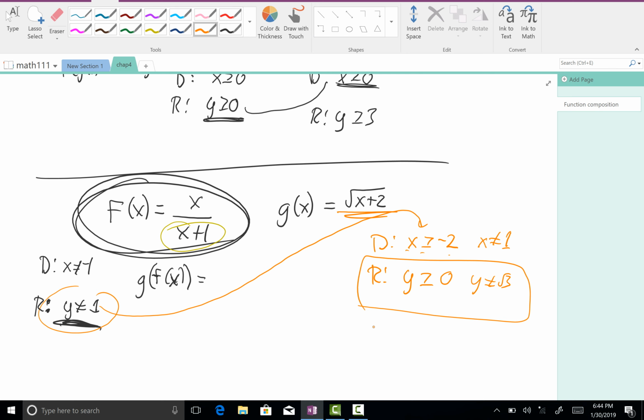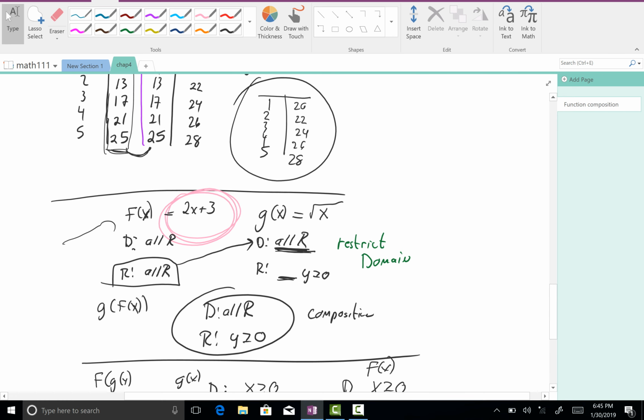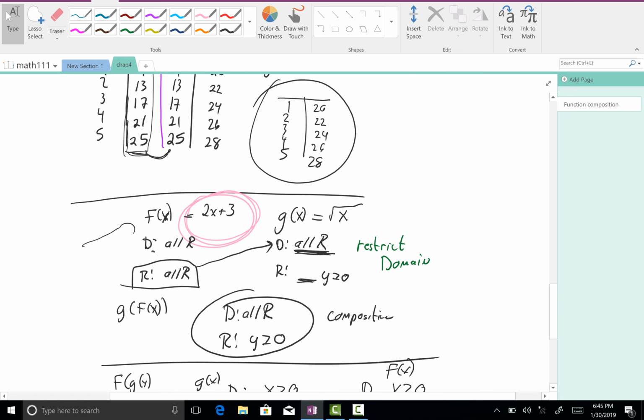So let's just graph a couple of them for the heck of it and see what happens. If I go into Desmos, let's graph some and get a visual for what's going on. The first one we did was f of x equals 2x plus 3. So this is the one we did a few minutes ago.